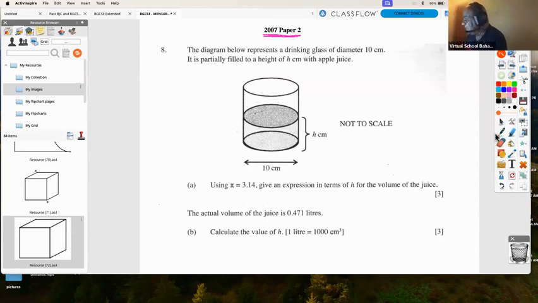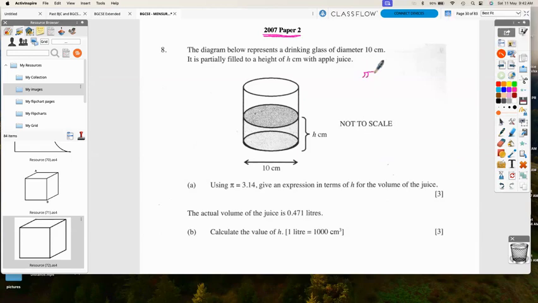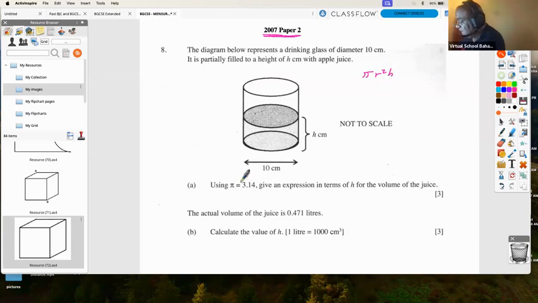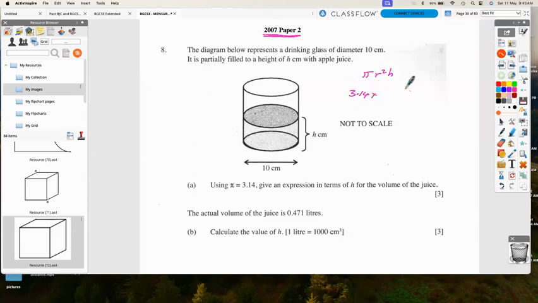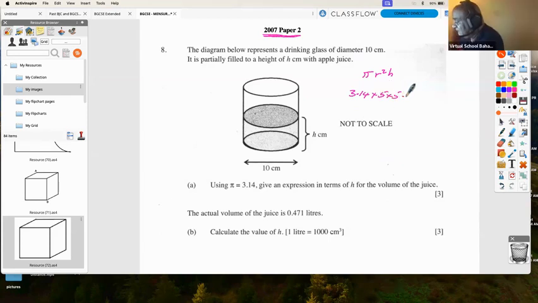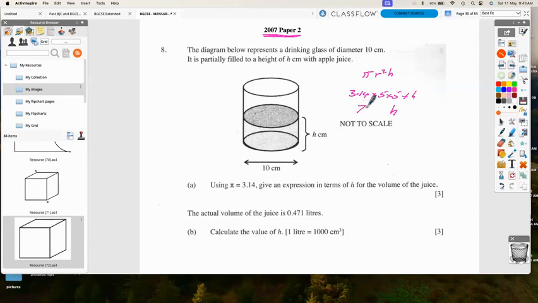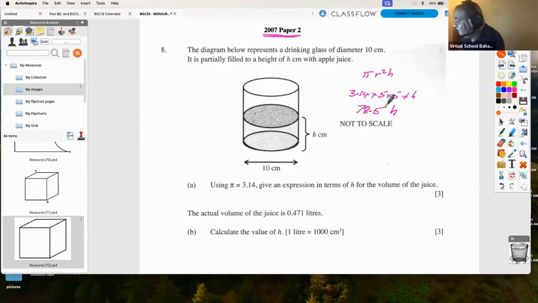So, what is the expression for this one? Pi r squared h. What do you want for pi? 3.14 multiplied by 10, multiplied by 5. Right. 5 times 5 times h. When you put that in your calculator, what do we get? How many h do we get there? 78.5h. And that is how you get 3 points.